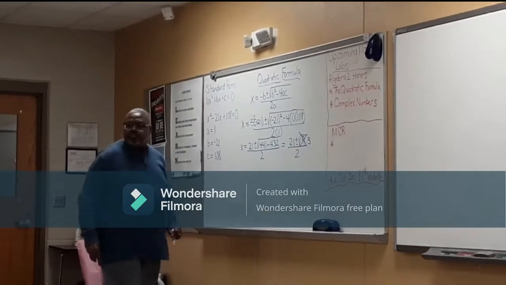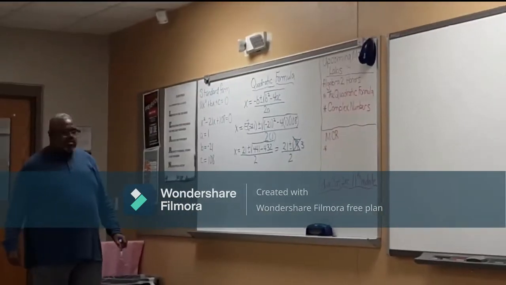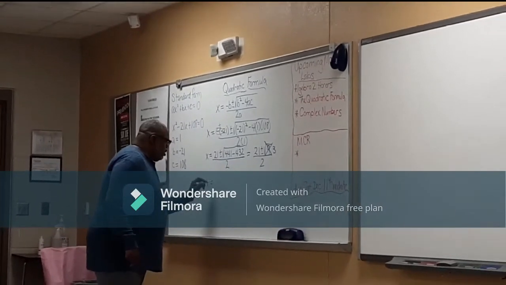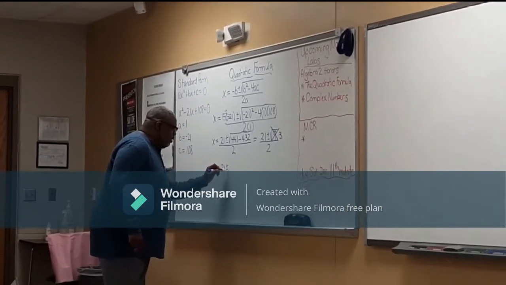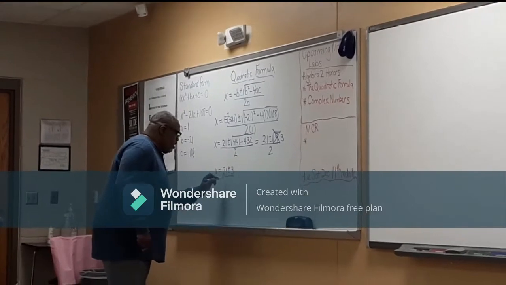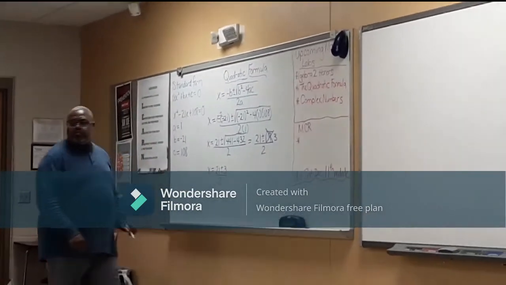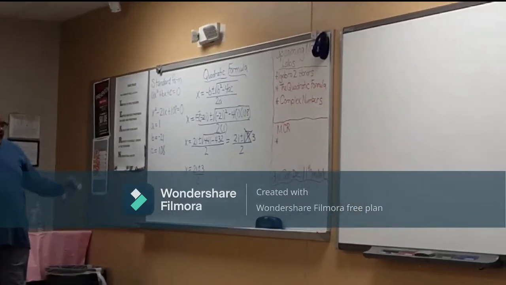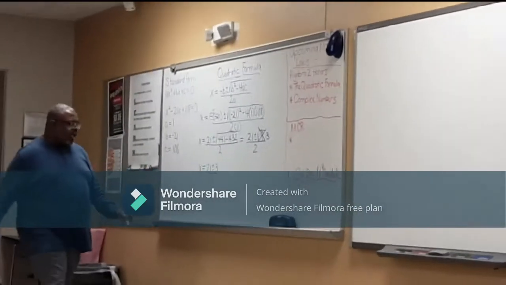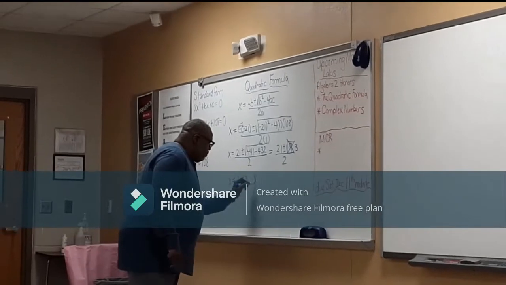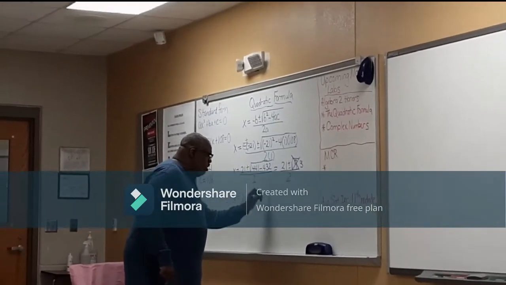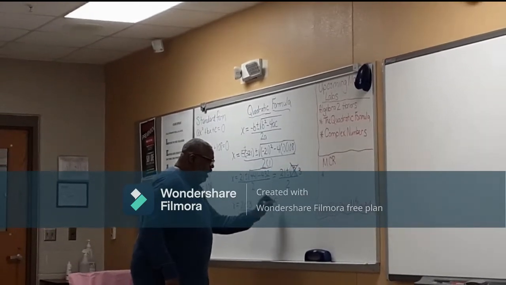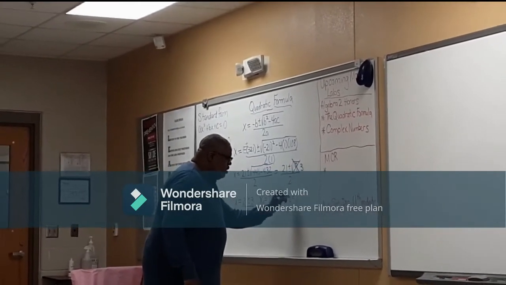So now we have x equals 21 plus or minus 3 all over 2. Now my two answers are right there. I got x1 and x2. So let's find x1. x1 is 21 plus 3 over 2. x2 is 21 minus 3 over 2.